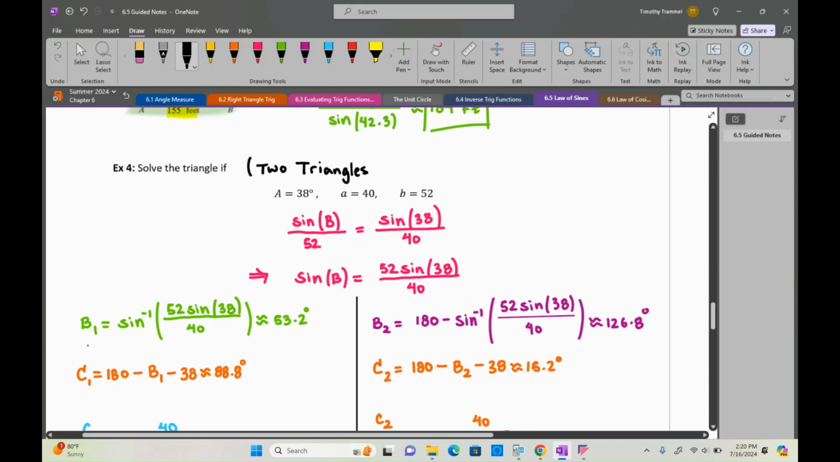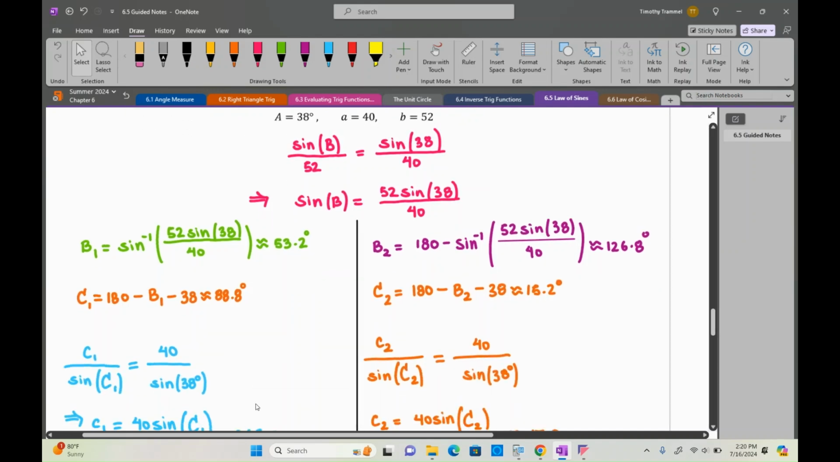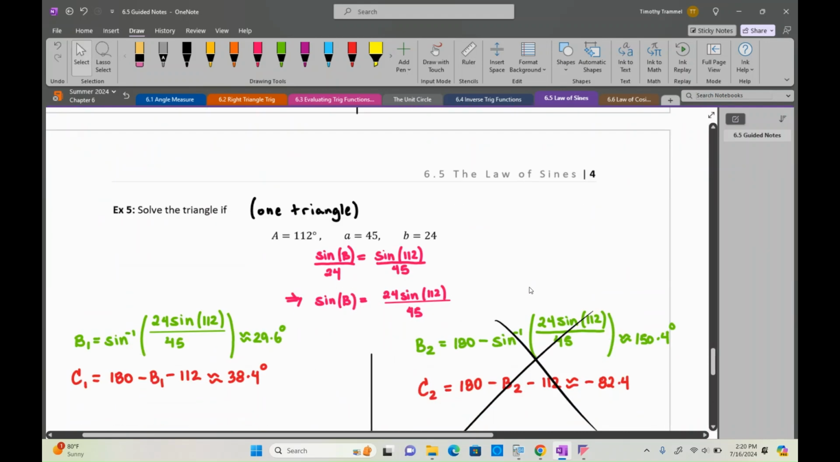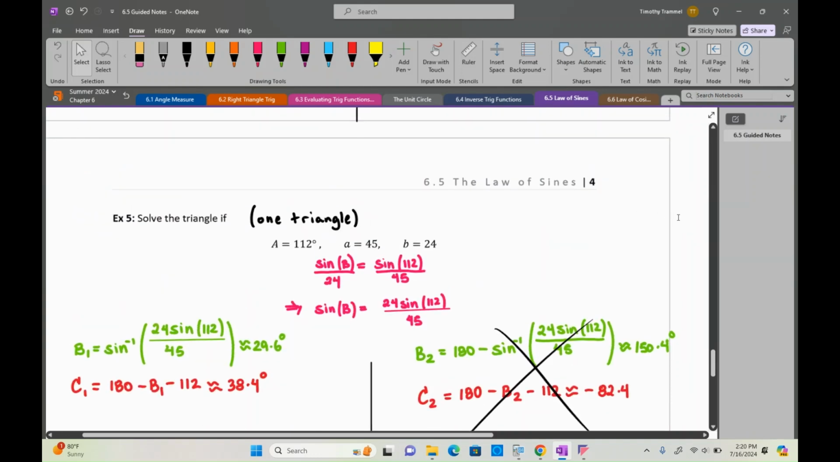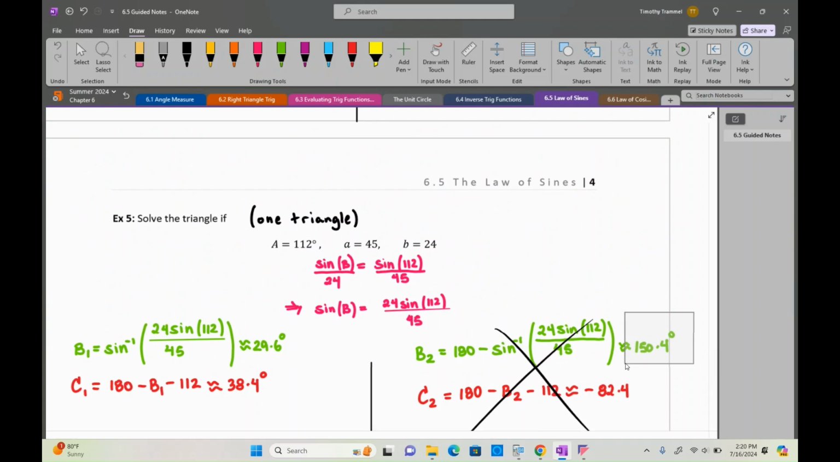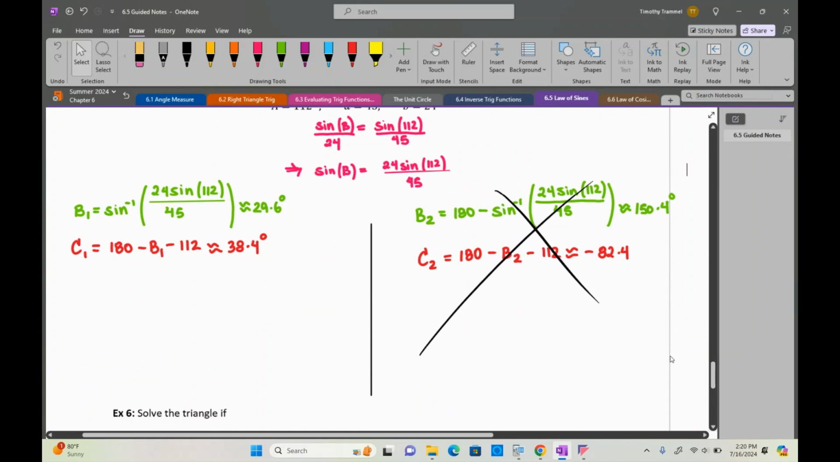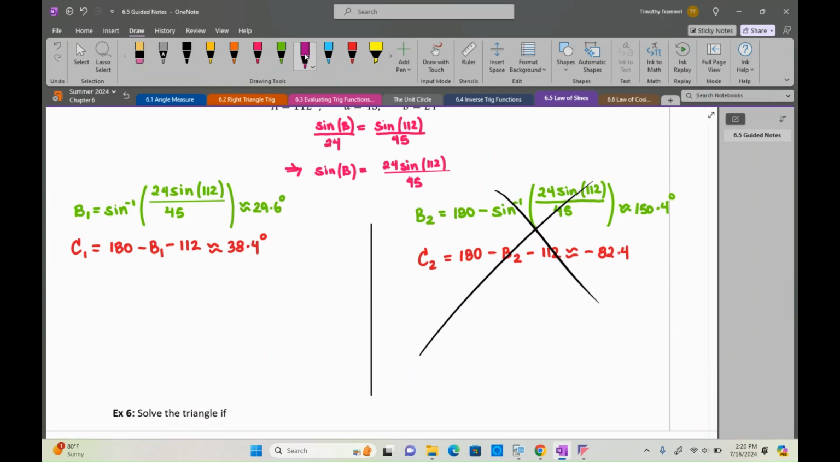But this will be how you tell the difference. B2 is either going to be small enough that when you still add up all three of your angles and they're all positive, you get 180, versus in this one down here, this B2 was too big because A was already 112. And if you add those together, they already add up to more than 180 and there's still a missing angle C. Okay.